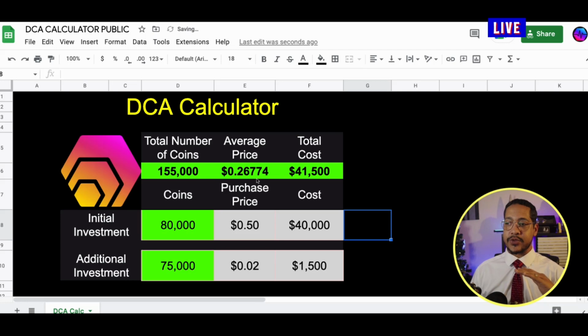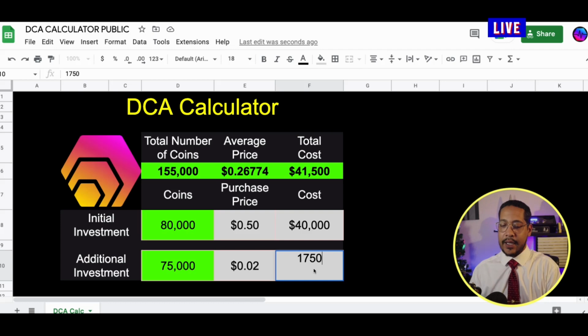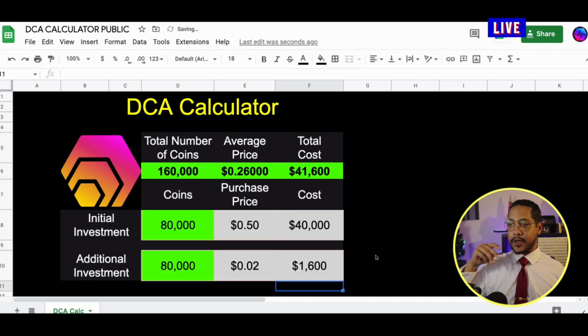So right there, your average with those two entries alone, a $40,000 purchase and a $1,500 purchase, brings your average down to 26 cents, and you actually end up getting almost the exact same amount of coins that you got when you made the purchase of $40,000 and only got 80,000 HEX. Well, now you can do that same purchase with about $1,600. I don't know the exact number here. Yeah, 1600, there you go, cool. 1600 gets you a nice 80,000 coins, what actually used to cost you $40,000, and this number is projected to, again, go up in price.